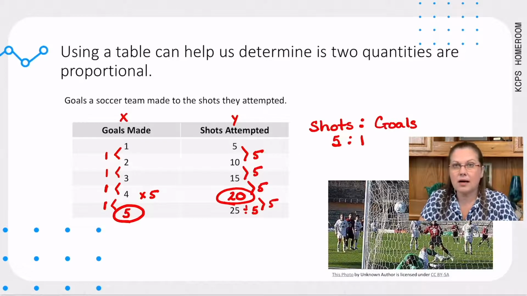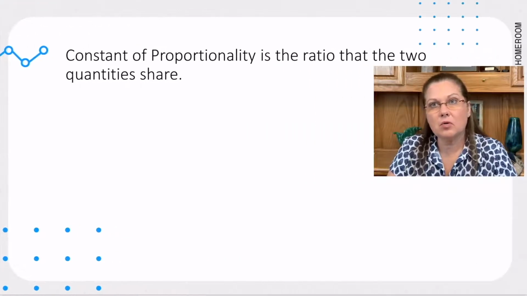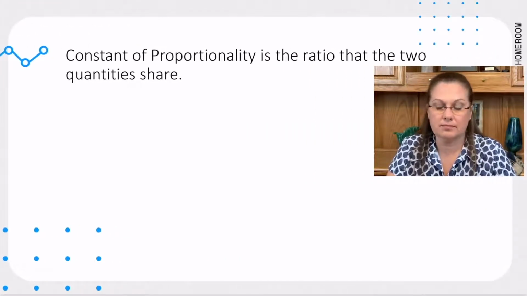So let's talk about what the constant of proportionality is. Constant proportionality is the ratio that the two quantities share. So let's take a look at an example.